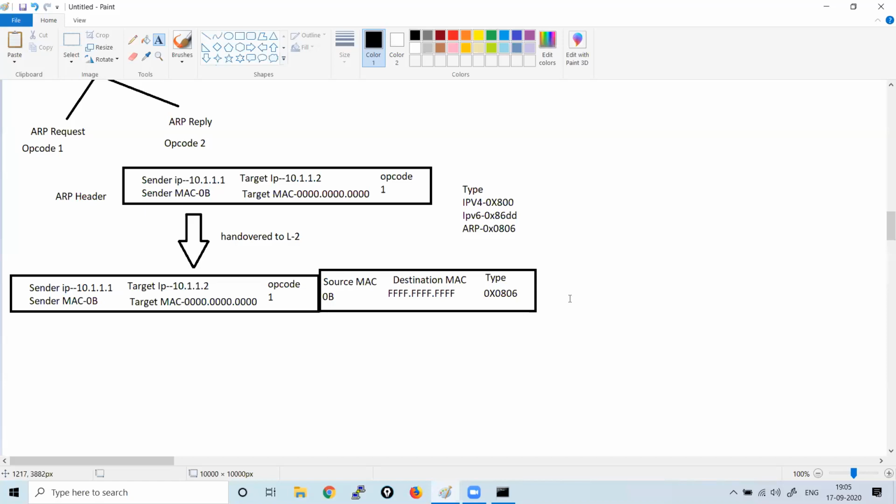Now, he's the boss, right? Though he's not able to control, he has the control by using which field? By using this field. Type. ARP has given me this, so I need to put this value. Am I clear?